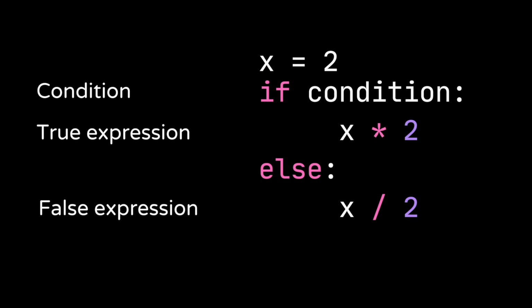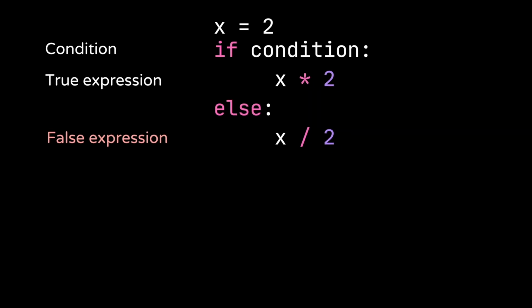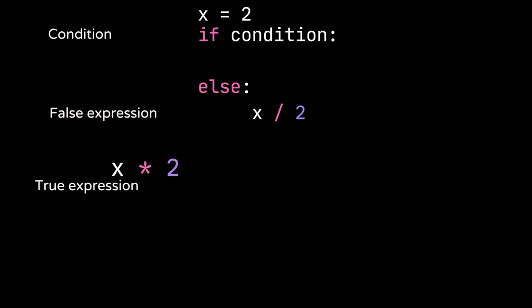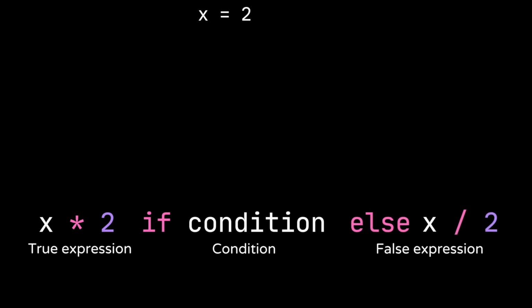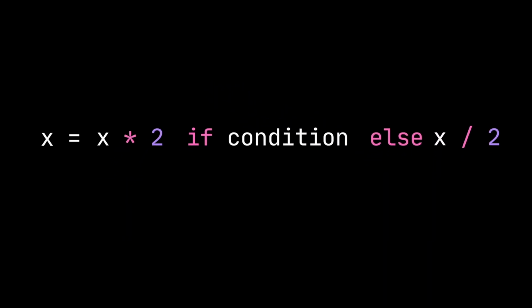To convert this to a ternary operator, we first identify the condition, the expression to execute if the condition is true, and the expression to execute if the condition is false. To convert this to a ternary operator, we first extract the true expression from the if-else branch, then the condition, then the false expression. We can then assign x to this expression.